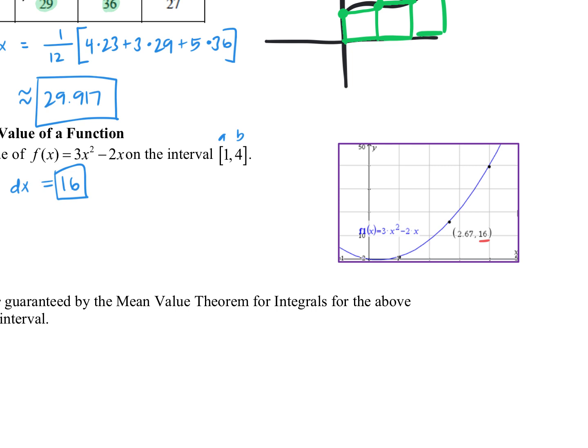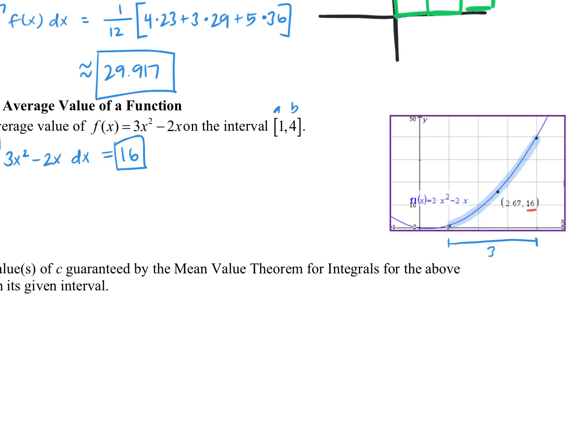Okay, again, it takes all of these y values from 1 to 4, every single one of them. It adds all of them together, and then it divides by the distance between where you start and where you end. So it divides by 3, and then you end up getting that 16 value. It's the average of all of your y values, okay?